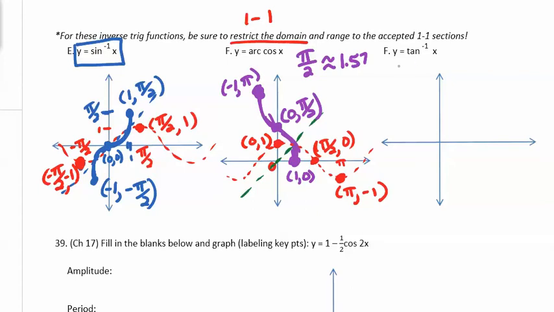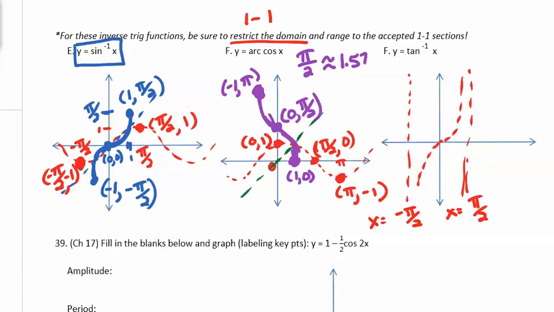Okay, how about inverse tangent? Well, first let's look at the graph of tangent. Hopefully you'll remember these quickly. The graph of tangent had its asymptotes at negative pi over 2 and positive pi over 2. Those vertical lines are x equals that value, and the tangent rose in quadrant 1. So there's the graph of tangent.